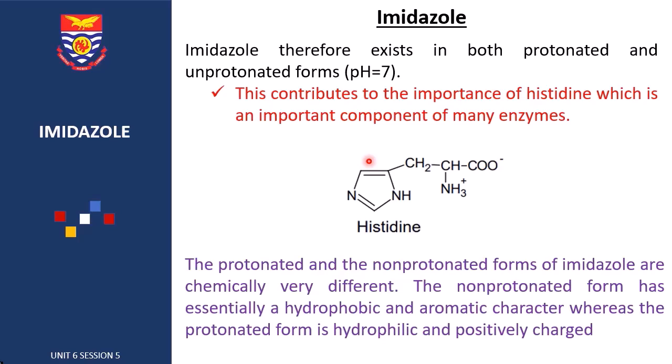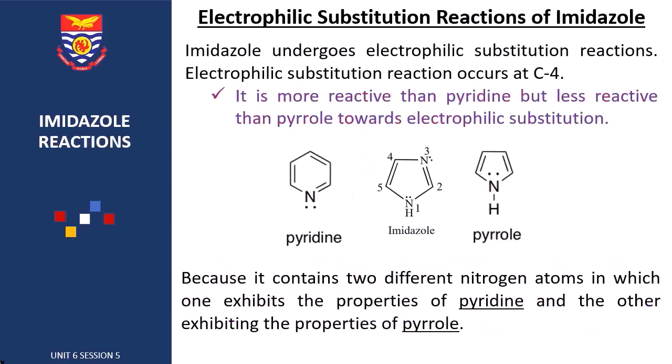Now, the protonated and unprotonated forms of imidazole undergo chemically different reactions, right? The unprotonated form has essentially hydrophobic parts and aromatic characteristics, whereas the protonated form is hydrophilic and positively charged. So please note these two differences.